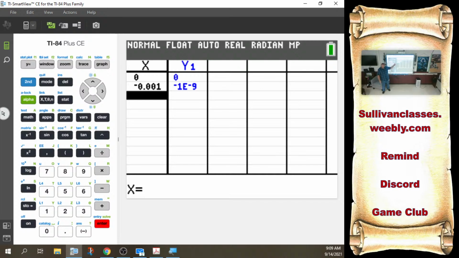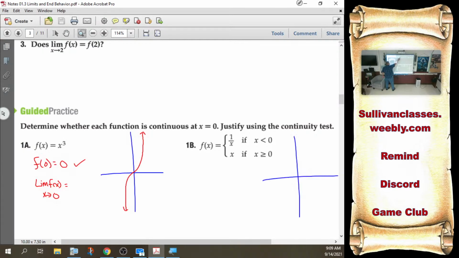Specifically, negative point, bunch of zeros, 1. Okay, so this is really, really close to 0. And then I say 0.001 on the right side of it, and it says the same thing but positive. So almost 0 negative, almost 0 positive. Looks like they're both headed to 0. So my limit as I approach 0 is indeed 0. Passes second part of the test.